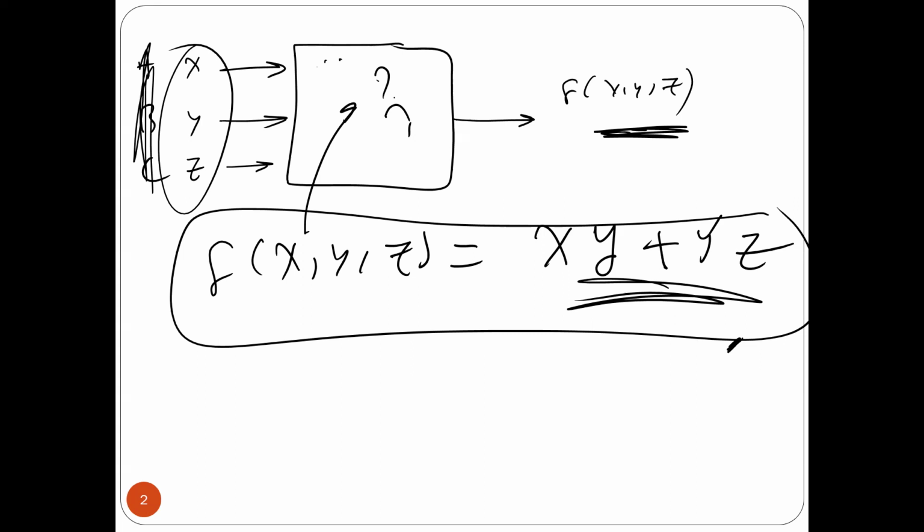I'm going to talk in detail about Boolean algebra. You will see some similarity. You will also see some difference.